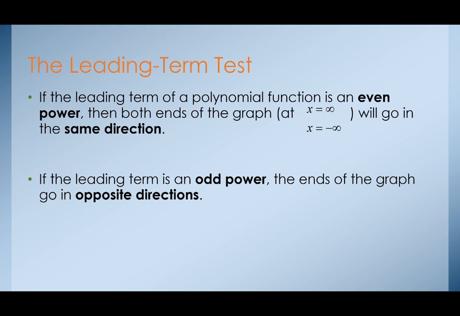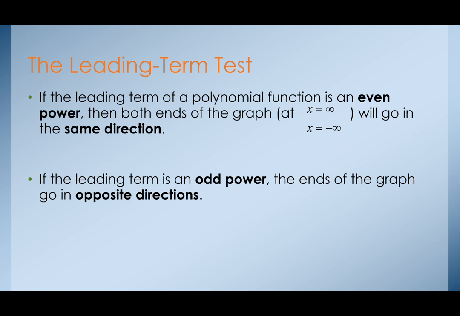All right, so we can use what we learned about the end behavior for power functions to do the same thing for polynomials. This is called the leading term test. If the leading term of a polynomial function is an even power, because remember these were positive integer powers, then both ends of the graph will go in the same direction as we go off towards infinity.